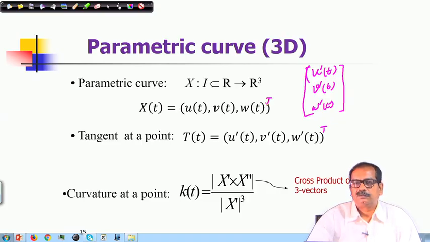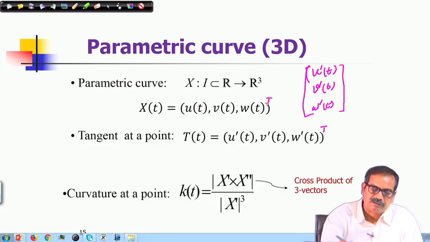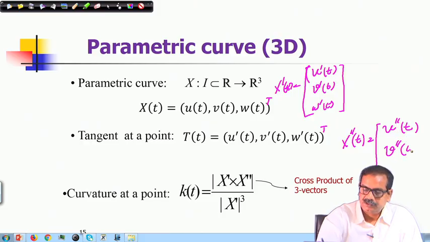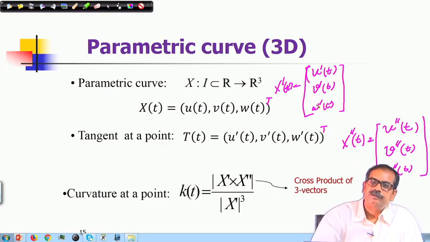So, you should consider that in some cases I will be using column vector notation for doing the exercises. So, let us consider this vector, this is what is x prime t, and x double prime t is given as the double derivative of these functions. So, u double prime t, v double prime t and w double prime t. So, given a value of t, you can get these 3 vectors and then you perform the cross product.